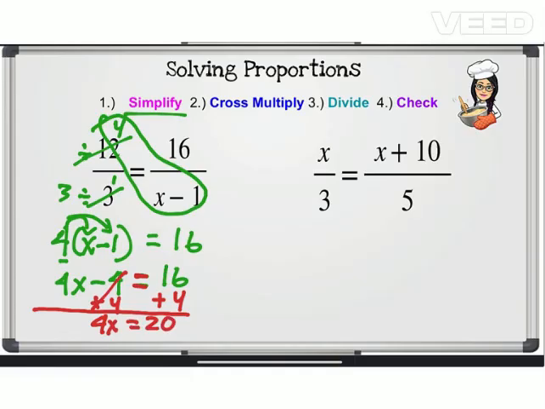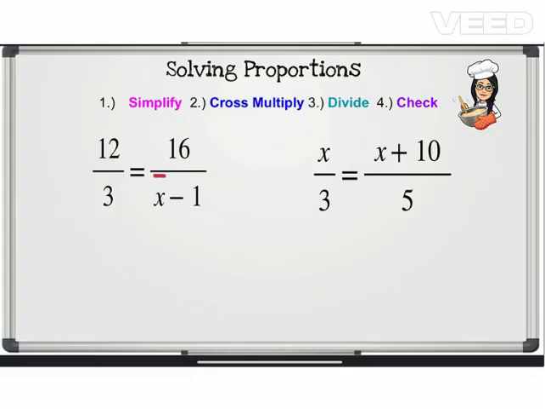And we continue to just divide by 4. 4 divided by 4 is x, and 20 divided by 4 is 5. We have x equals 5. Let's see if this actually works.